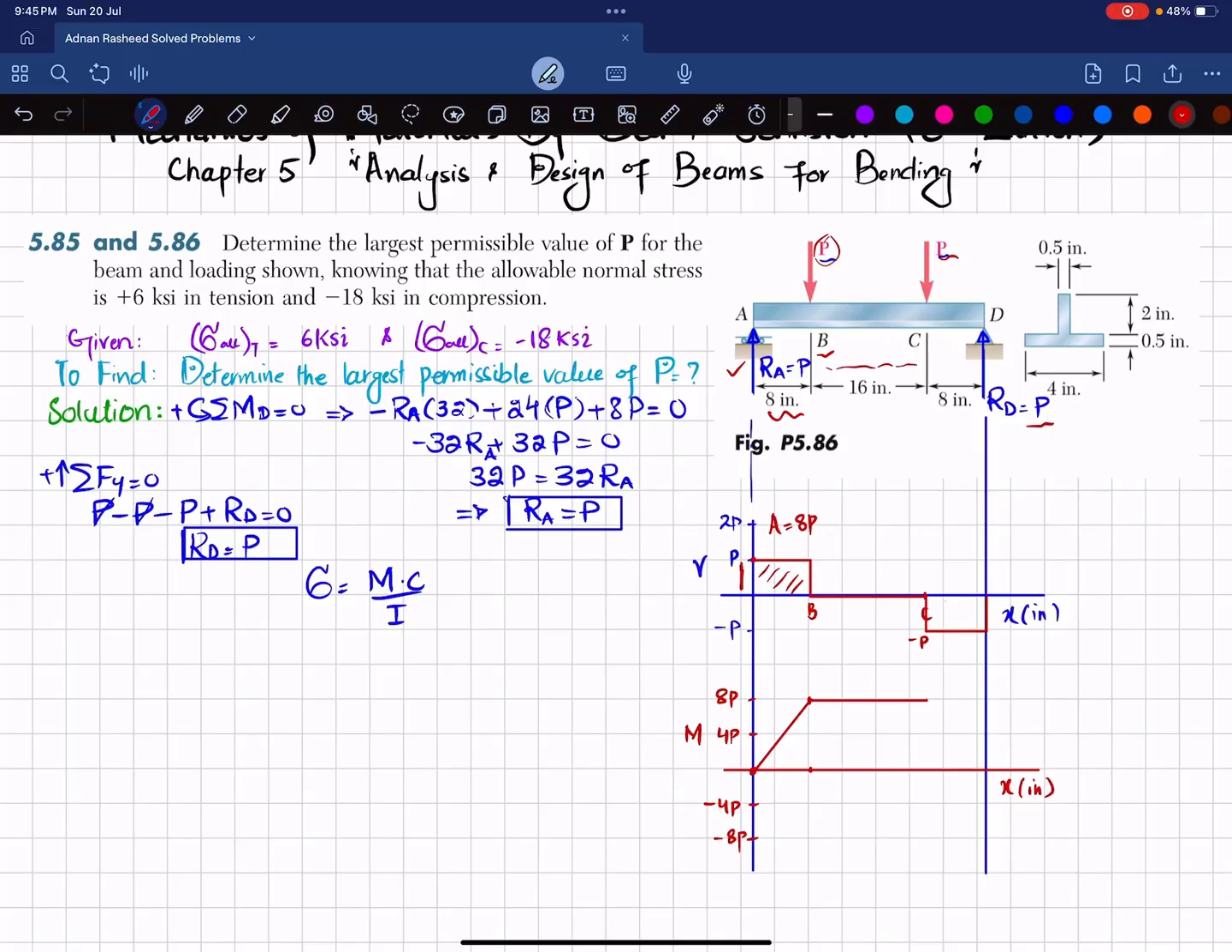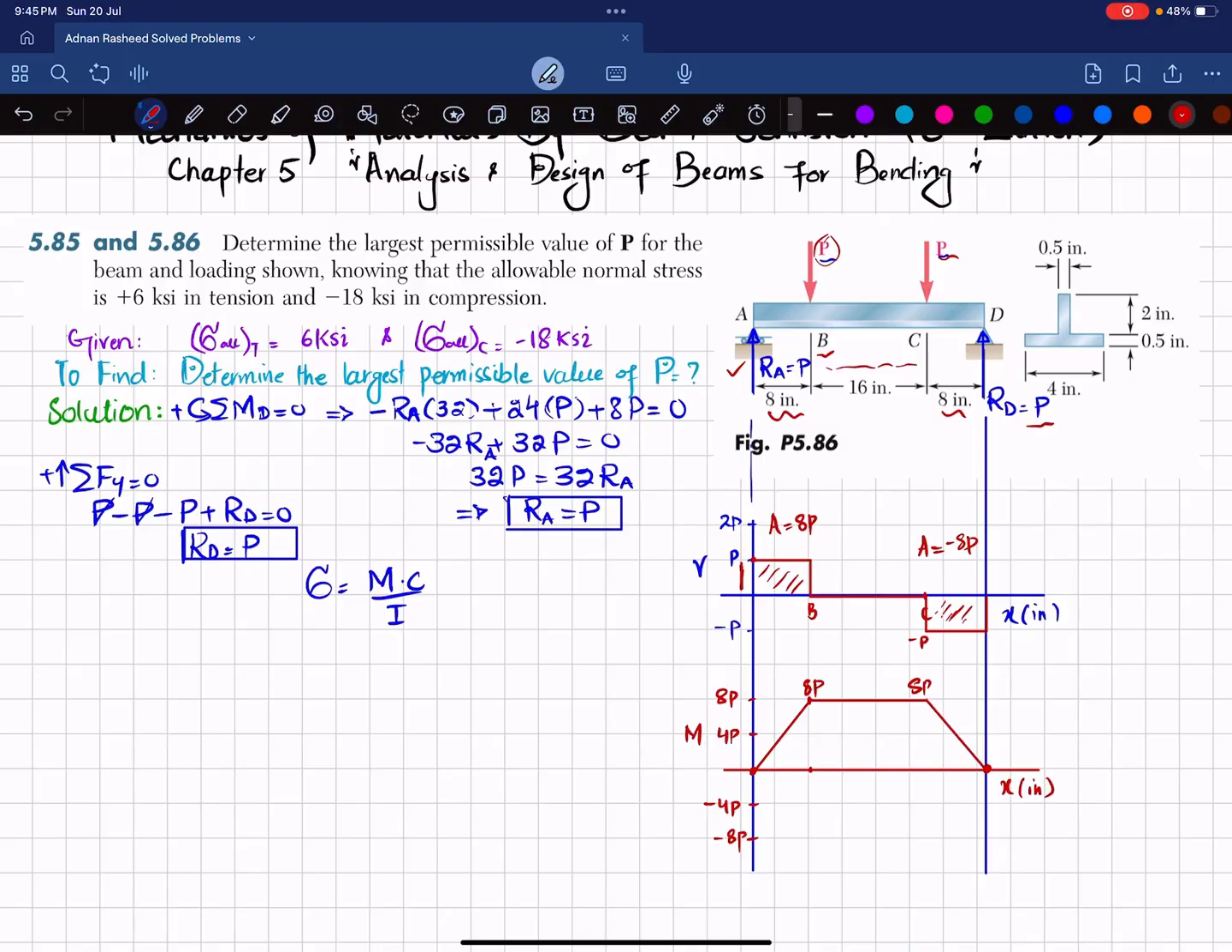And at point C you can see we have another area, and this area is also equal to 8 is the length and minus P, which is minus 8P. Clear? So plus 8P minus 8P will give you bending moment 0 at this point. And this area is negative and the shear force is a horizontal line, so bending moment will be a first degree line and slope will be decreasing. So this is our bending moment diagram.